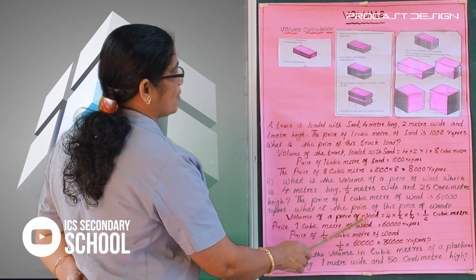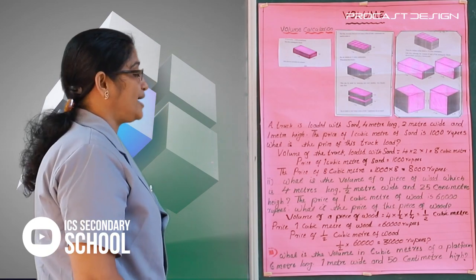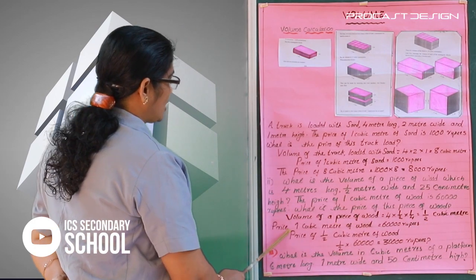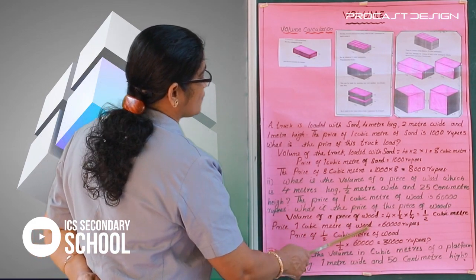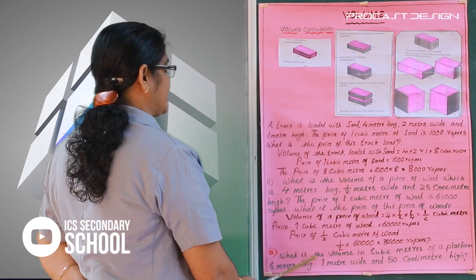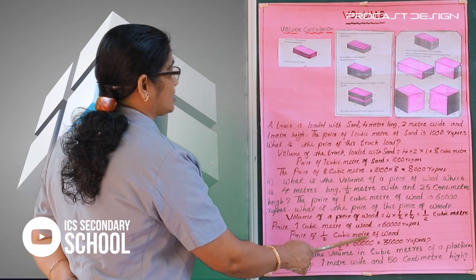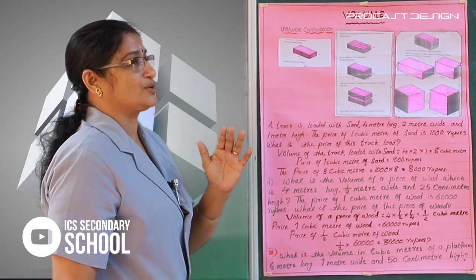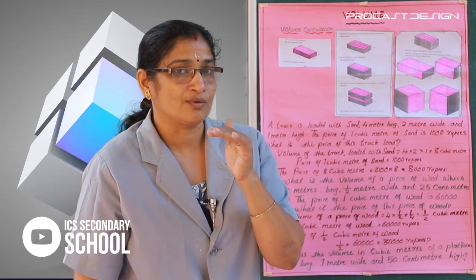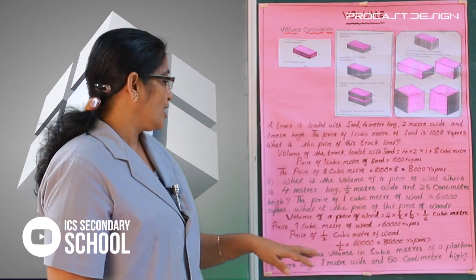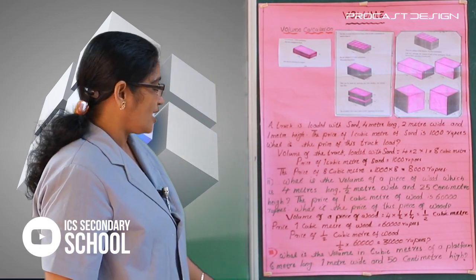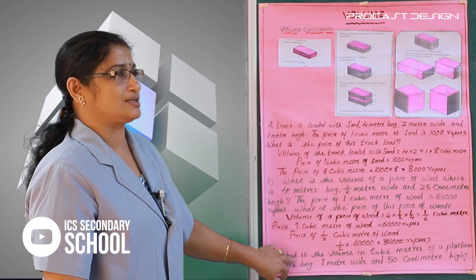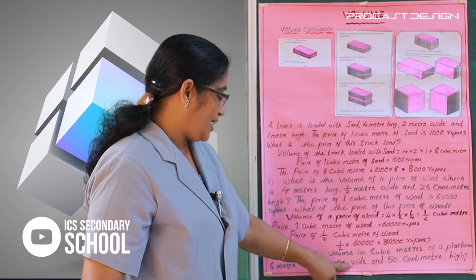Volume of the piece of wood: 4 into 1 by 2 into 1 by 4 is 1 by 2 cubic meter. Price of 1 cubic meter of wood is 60,000 rupees. Price of 1 by 2 cubic meter of wood is 1 by 2 into 60,000. 1 by 2 of 60,000 is the half, 30,000 rupees.